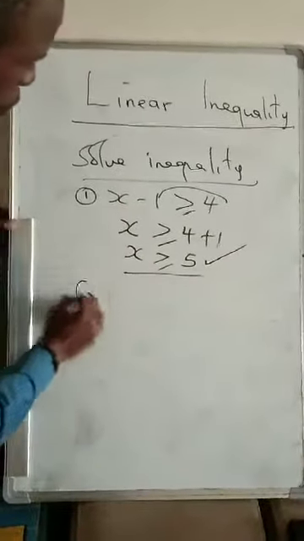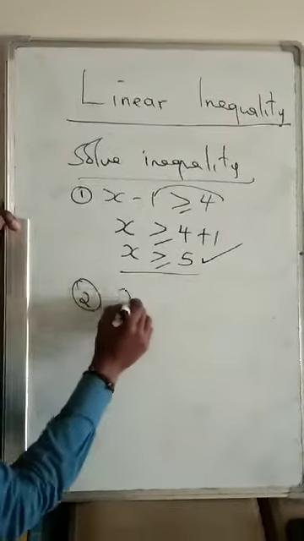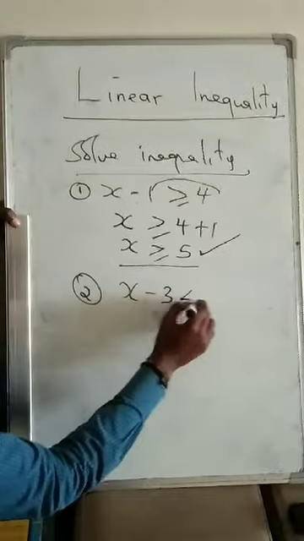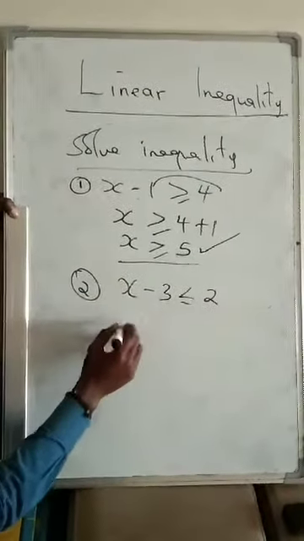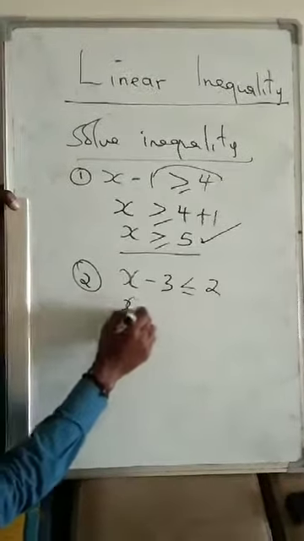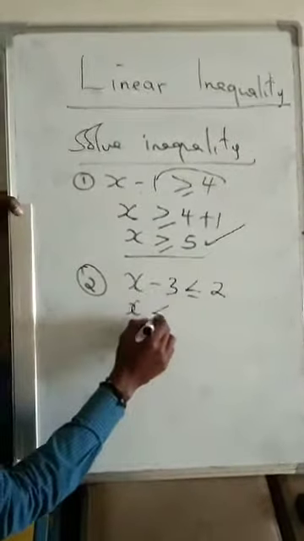Number two, we have x minus 3 is less than or equal to 2. That becomes x is less than or equal to 2 plus 3.